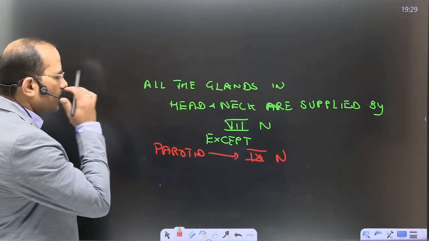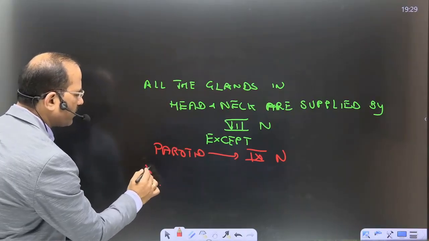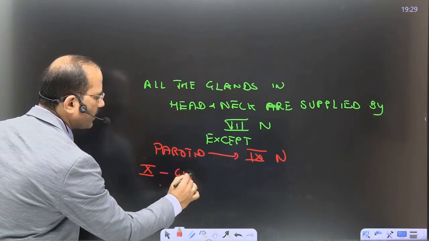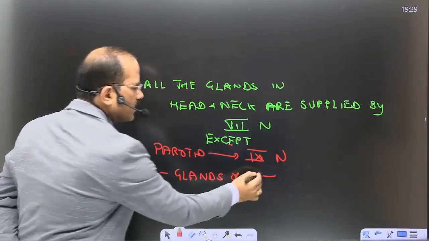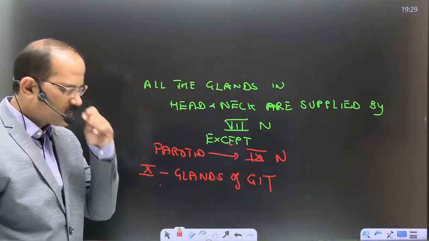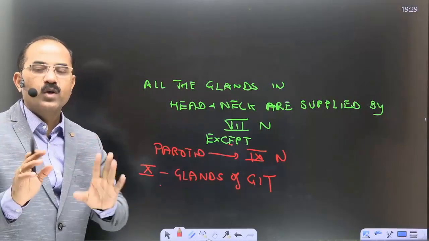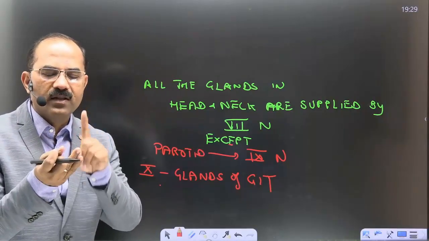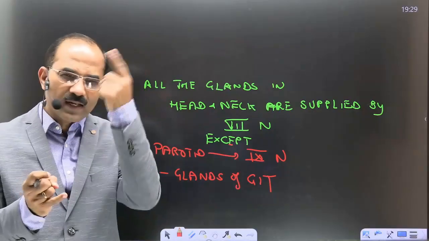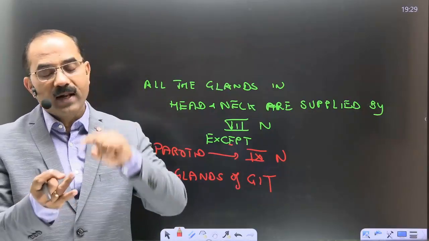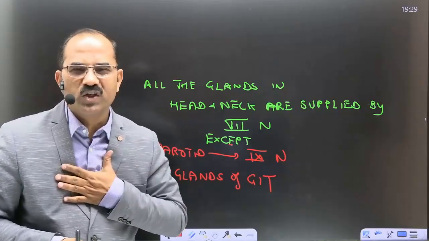Okay, the glands, what does the vagus supply? The vagus supplies the glands of the GIT. See, what are we discussing, students? Don't get confused. We are discussing the parasympathetic nervous system, cranial outflow. What does it supply? Glands. Who's going to carry this? 3, 7, 9 and 10. Out of this, what glands does the 7th nerve supply? All the glands in the head and neck. I just told you. What glands is the 9th nerve going to supply? Parotid. What is the 10th nerve going to supply? The glands of the GIT. Perfect.